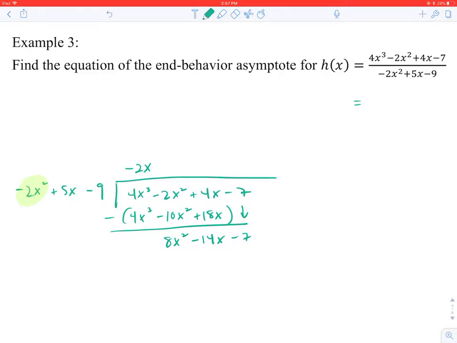So now I go back to negative 2x squared and ask, what times negative 2x squared would give me 8x squared? And minus 4 would. Distribute the negative 4 to each of those terms. So 8x squared minus 20x plus 36.